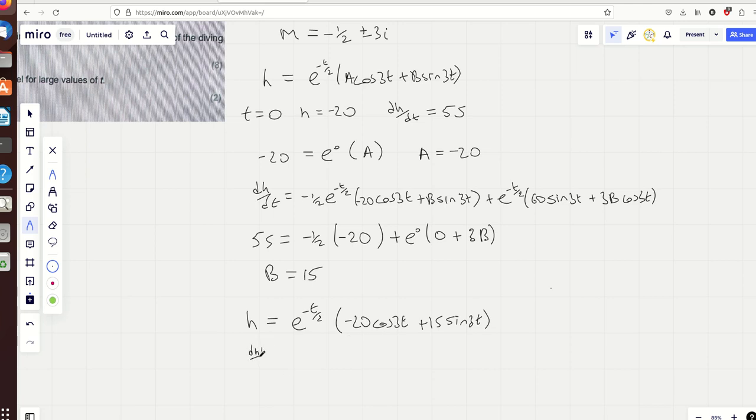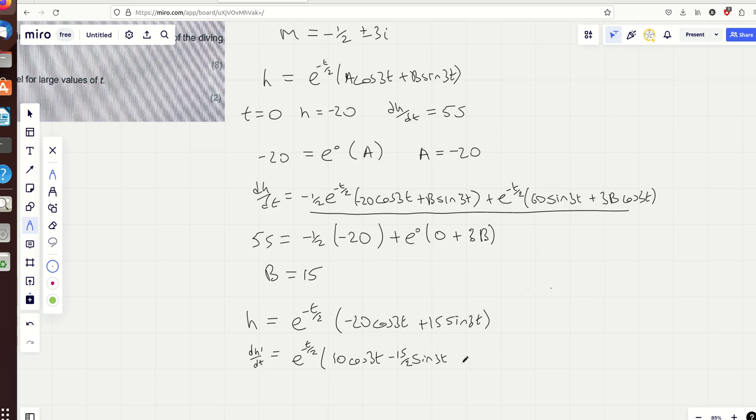So let's write down dh by dt, but with everything plugged in as before, as in a and b plugged in. I'm going to actually factorize it from here, yeah? So from this line, I'm going to take out that e to the minus t over 2, and to point out we would have had minus a half times minus 20 cos 3t. Well, that's 10 cos 3t. Then minus a half times by 15 sin 3t. Well, that's going to be minus 15 over 2 sin 3t.